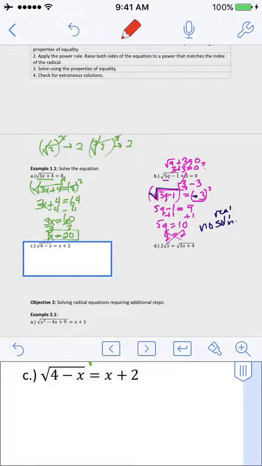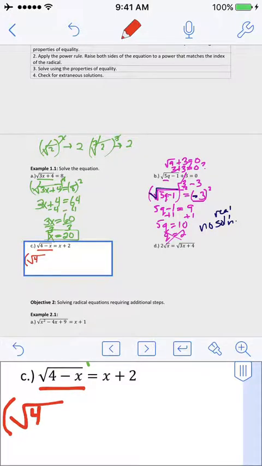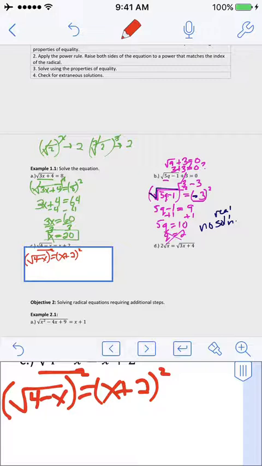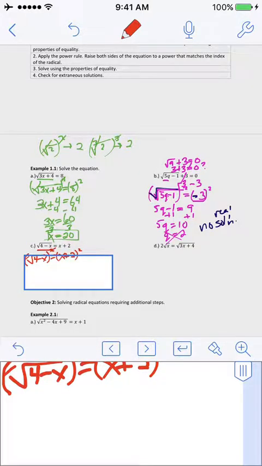Let's continue on. I have x's on both sides now. That could be a problem, right? However, I've got this entire side being squared, so I'm actually going to start by taking that to the power of 2. What I do to one side, I must do to the other as well. So I'll take the square of both sides. I'm left with 4 minus x here.